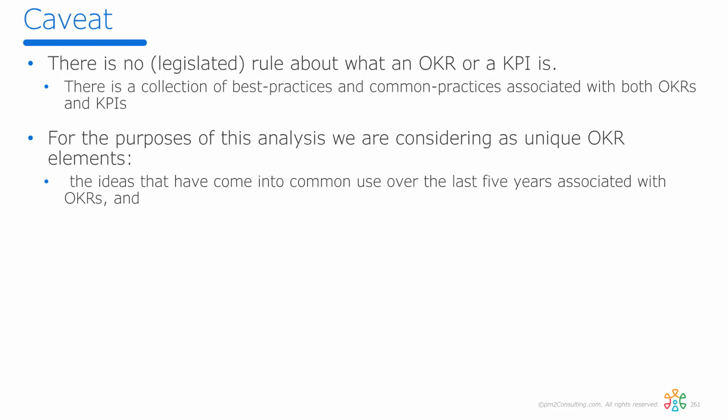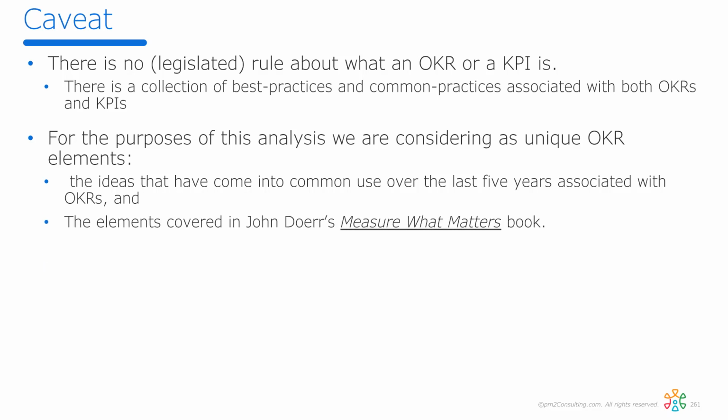And how am I going to make it is, again, for the purposes of this analysis, the ideas that we have seen come into common use over the last 5 years, in particular in association with OKRs. So again, to loop back, KPIs have been around for a long time. So in the last 5 years, there's another catalyst, obviously OKRs. And secondly, when we see them in use associated with OKRs or elements which are covered in John Doerr's book, Measure What Matters. Now, I'm not saying John Doerr's book is a definitive book, but it does seem to be the rallying point for most OKR practitioners. So I'll use those two elements as my filters.